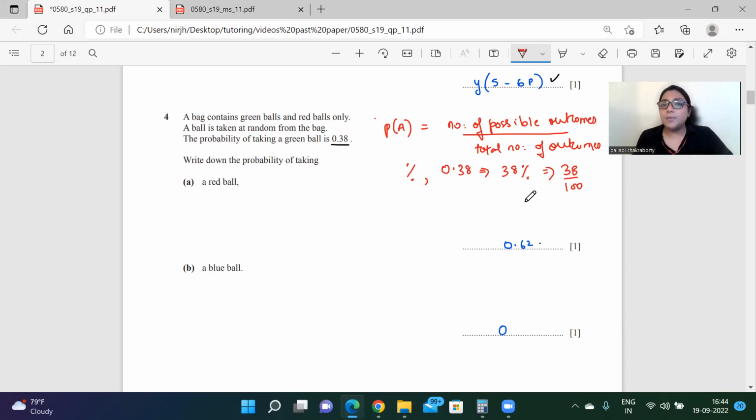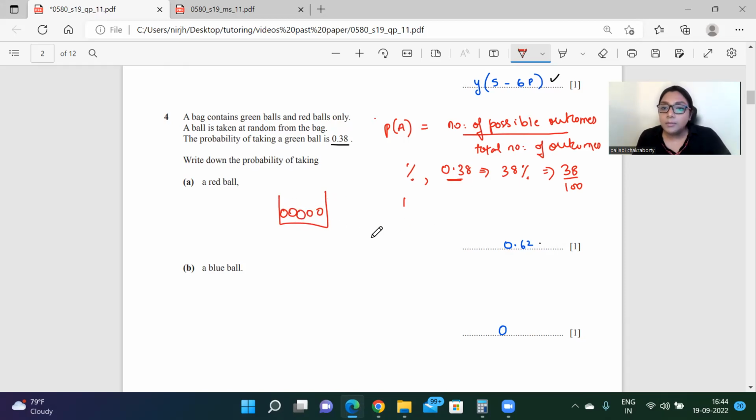The maximum. Now, what can the maximum probability be? The maximum probability can only be 1 because think of it like this. This is a decimal, right? Probability is number of possible outcomes upon total number of outcomes. Let's try to understand this with an example. So suppose you have a bag in which there are 5 red balls and only red balls are there, no other balls.